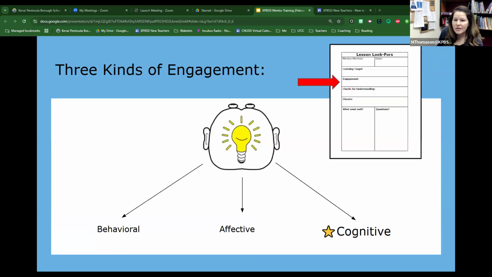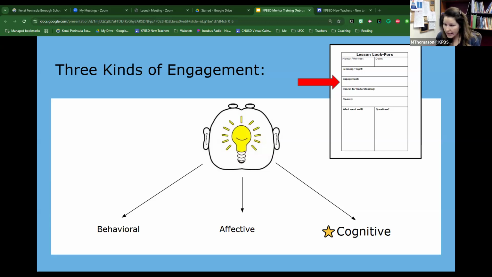Okay. So today we're going to be really diving into engagement. Remember the lesson look-fors that I introduced last month. When you go into your classroom visit, I'm asking that you capture some big ideas, just some big ticket items. Looking at what's the learning target? What is the mentee wanting students to know or be able to do? Engagement. How is your mentee engaging the students into that content? Checks for understanding, and the closure piece. So today we're going to be talking a little bit about engagement. Last month we talked about learning target. Today we're talking about engagement.